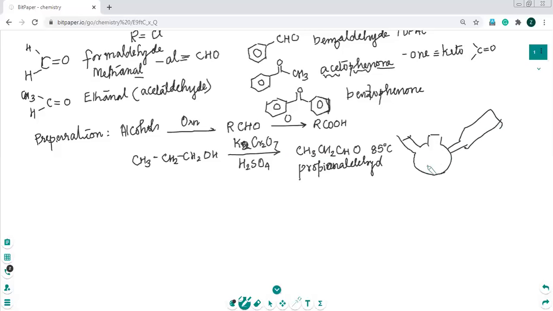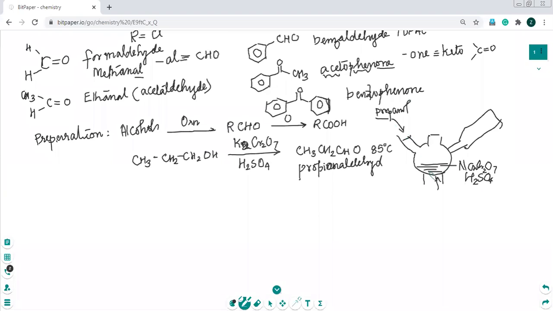Now the reaction mixture is taken and heated, above 100 degrees Celsius. This contains dichromate solution, Na2Cr2O7. And from here you are adding propanol drop by drop. Sulfuric acid and sodium dichromate are initially taken into the flask.